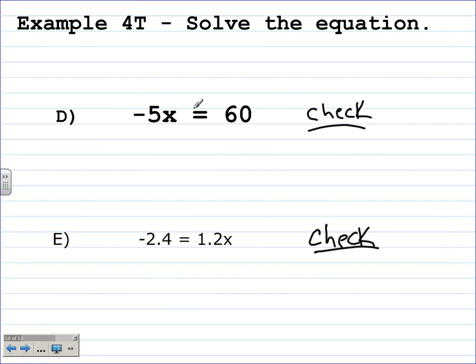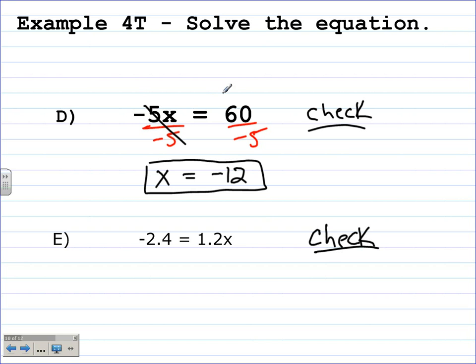So here we have example 4, where we have to solve the equation. We need to find the solution. And since this problem reads -5 times x is equal to 60, we want to divide because that's the opposite operation of multiplication. And we want to divide both sides by -5. The -5's on the left cancel. They divide out, leaving x with a coefficient of 1. And 60 divided by -5 is -12. So our solution is -12.